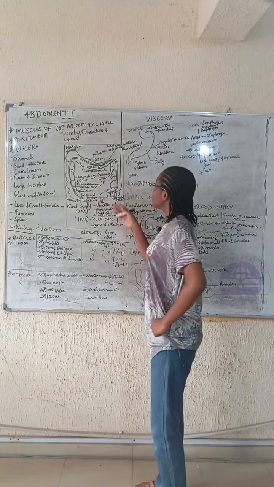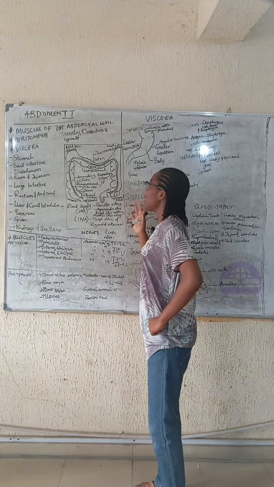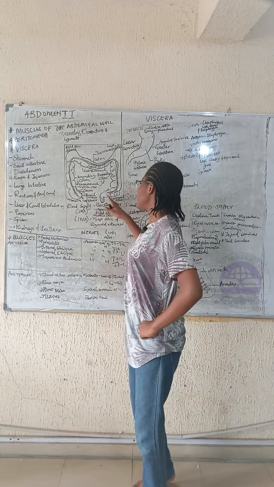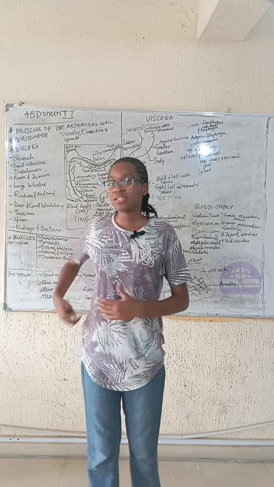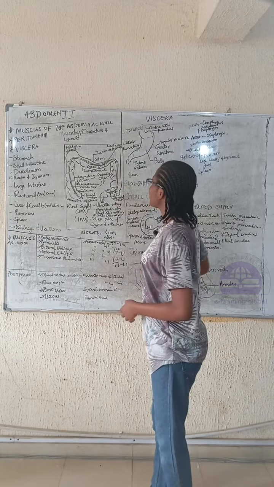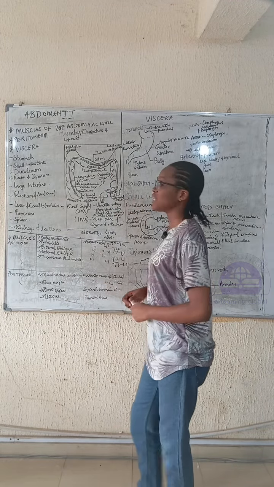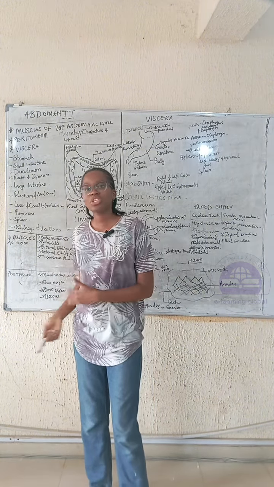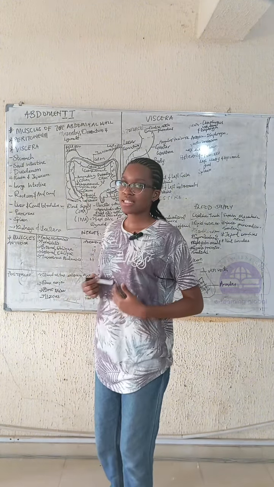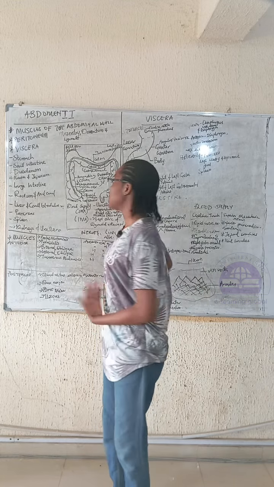There's also the mesocolon. The mesocolon is related to the sigmoid colon, and it attaches the sigmoid colon, a part of the large intestine, to the posterior abdominal wall. These are just a few of the mesenteries that we have in the body. Some persons also talk about the mesogastric mesentery that attaches the stomach to the posterior abdominal wall.